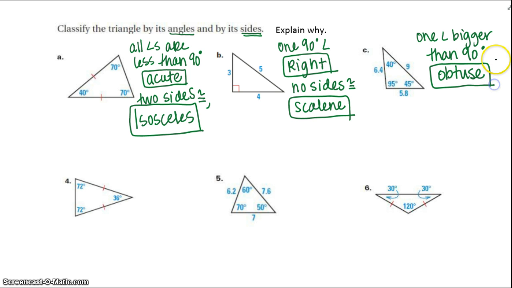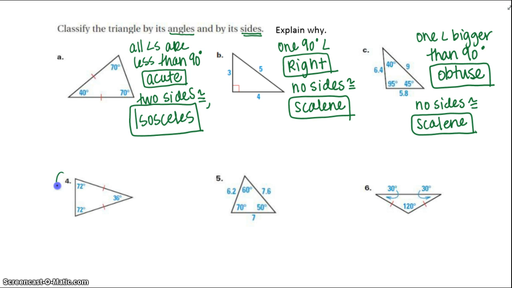Let's look at the sides. 6.4, 5.8, and 9. Is this isosceles, equilateral, or scalene? It's going to be scalene. No sides congruent, scalene. Okay? So I think we've had enough practice here on the video with these.